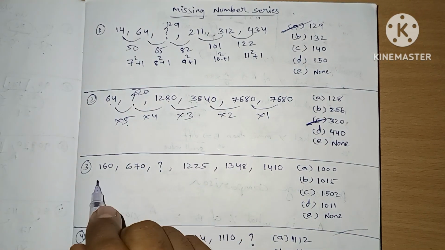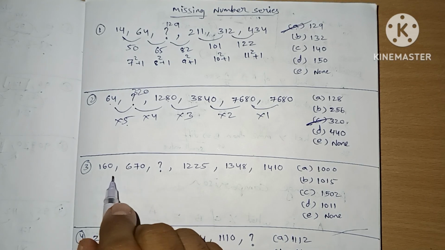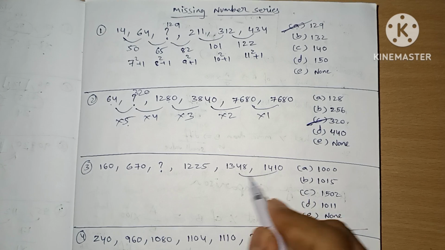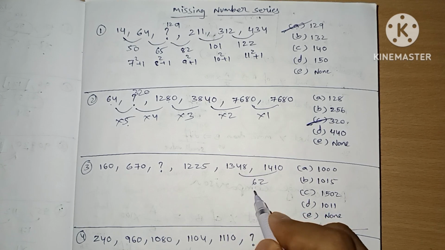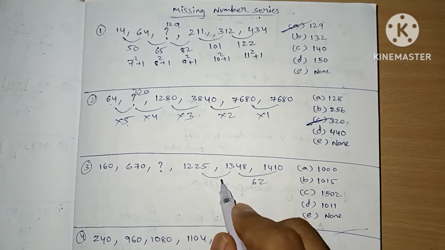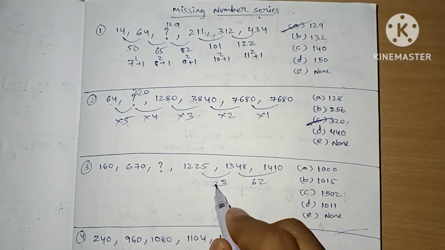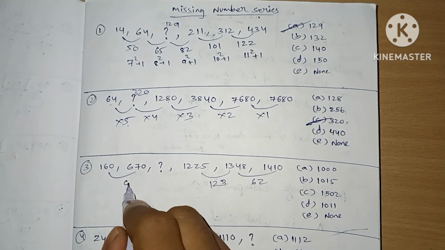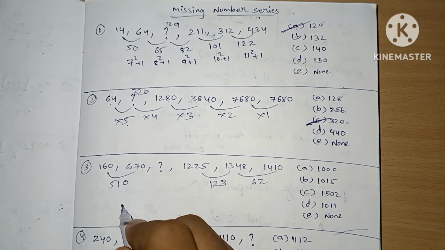Next one. Here we'll go with the differences. Here the difference is 2 and 6, 62. Here we go with the differences of these two. We get 3, 2 and 1. Here the difference between these two is 0, 1 and 5.